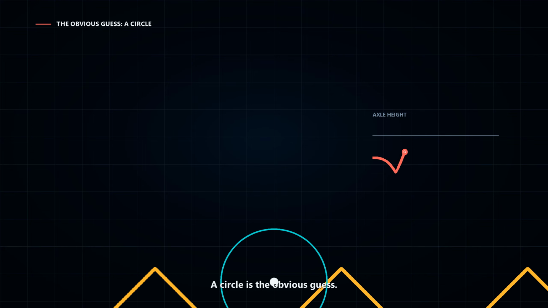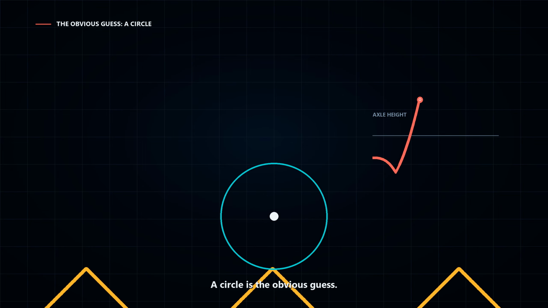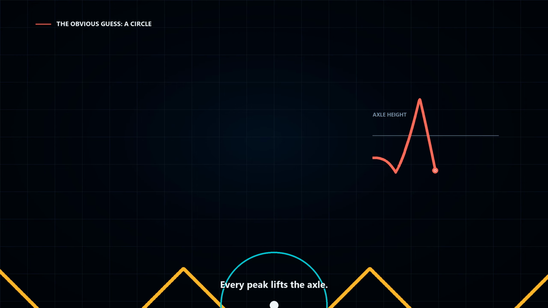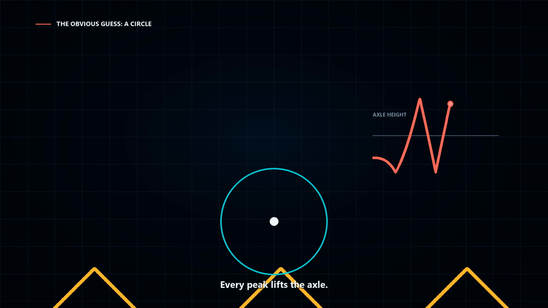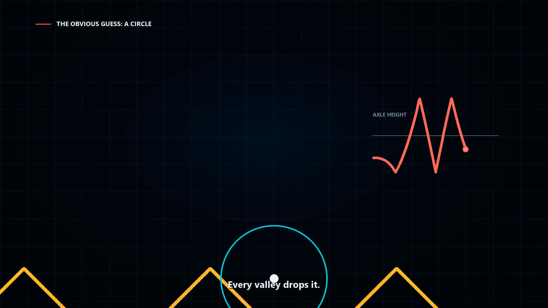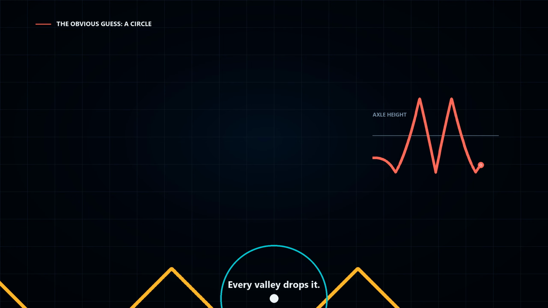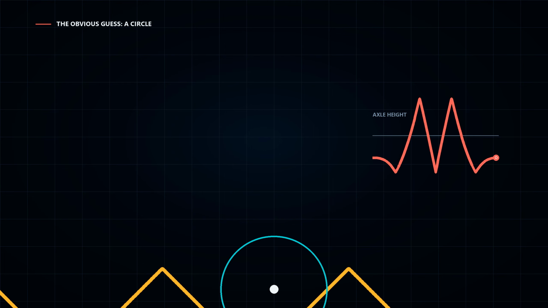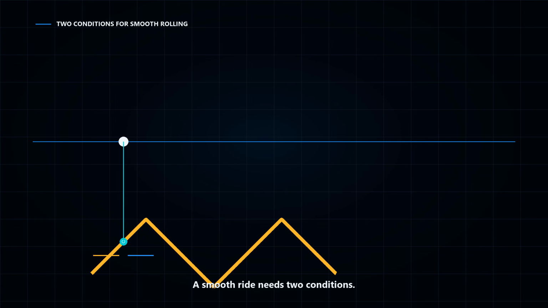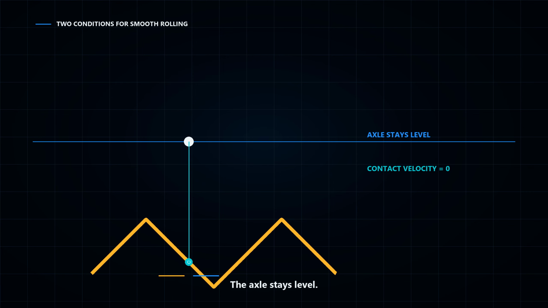On a flat surface, its center never changes height. On this triangular road, the same circle climbs every peak and falls into every valley. The axle records every mistake. A smooth ride needs two things at the contact point. The axle must remain on one horizontal line, and at the exact instant of contact, the point on the wheel must be stationary relative to the road. That is rolling without slipping.